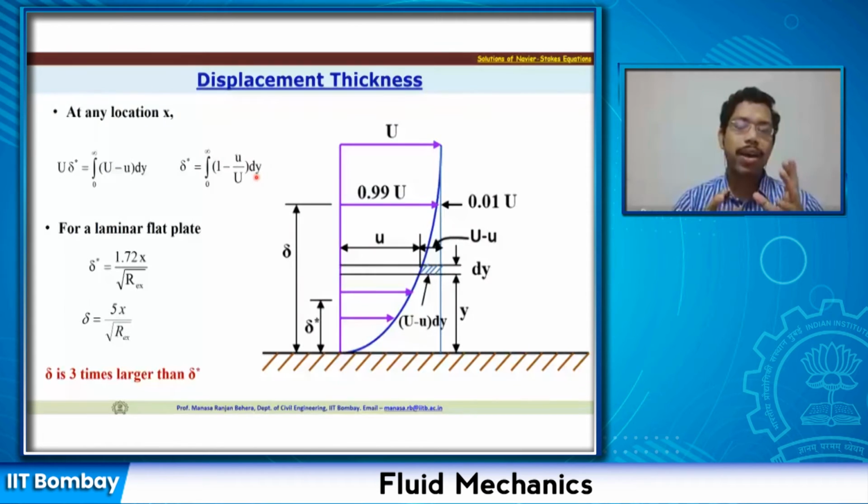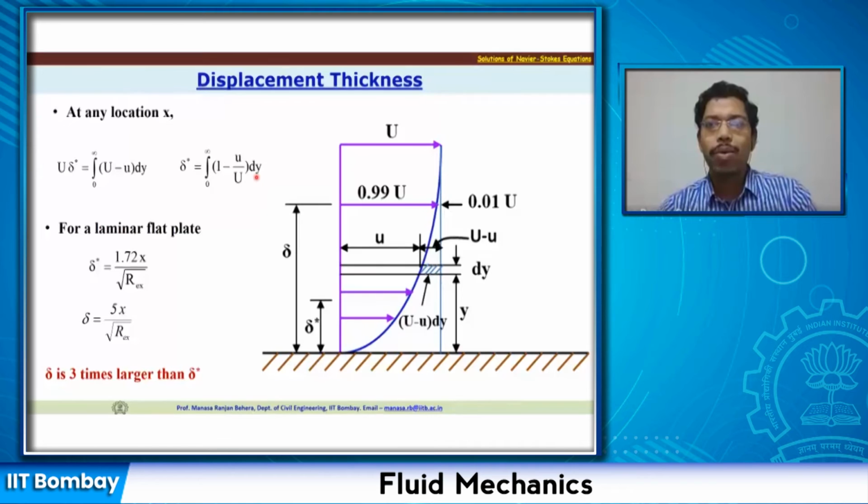So delta, the boundary layer thickness, is 3 times larger than the displacement thickness, and by measuring the velocity profile, we can integrate this U minus u over this whole distance, and from that we can get delta star. Multiplying by 3 will give us the approximate value of the boundary layer thickness. So this is the easier way to find it from the experimental data.